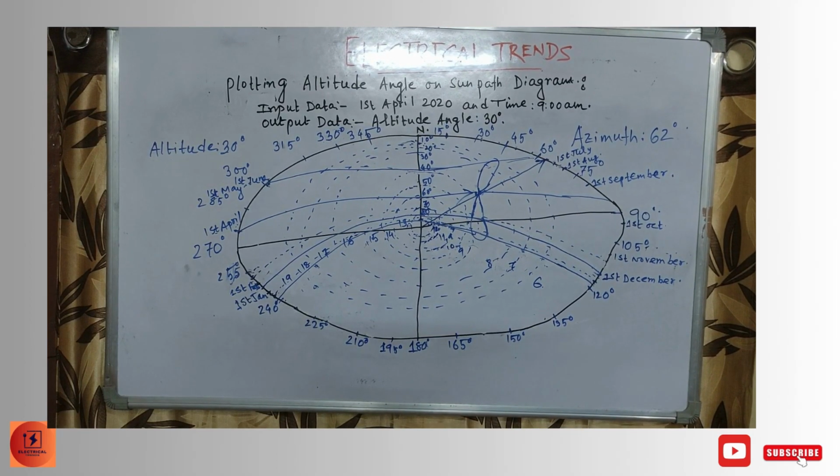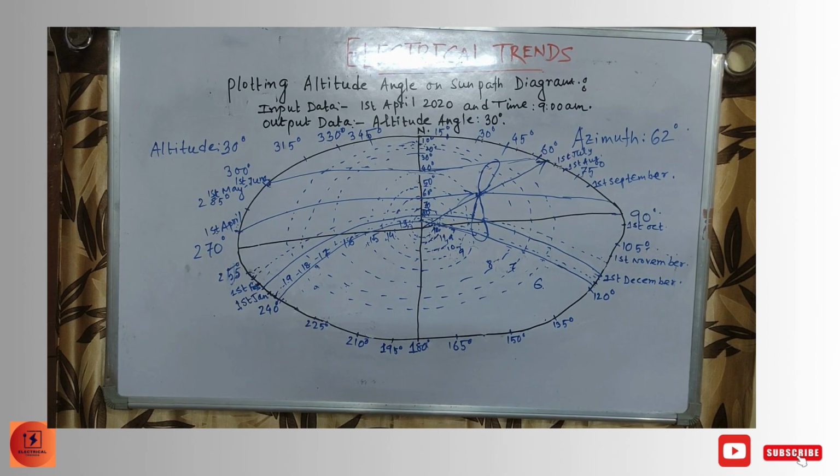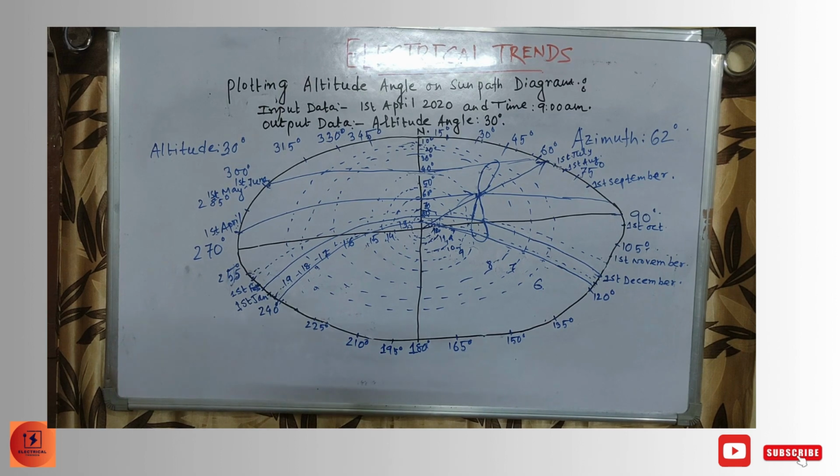Here we can see the plotting of altitude angle on sunpath diagram. Input data: 1st April 2020 and time 9 am. Output date: altitude angle 30 degrees.